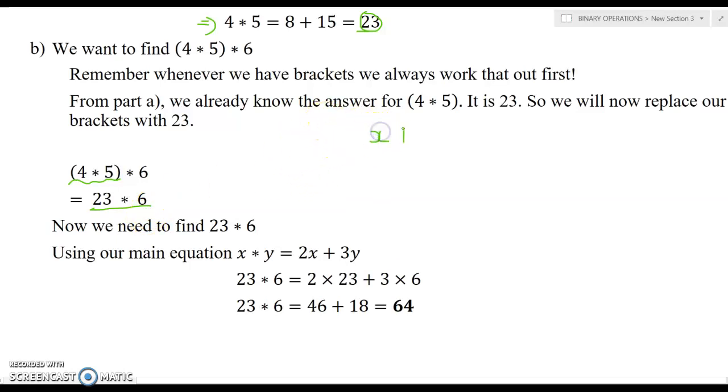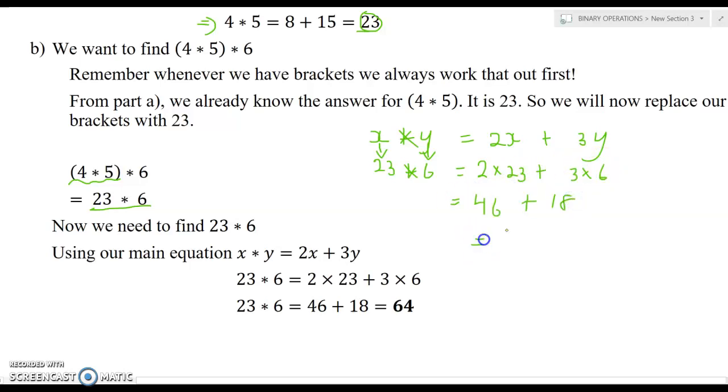Remember what our original equation is, the binary operation: x star y is equal to 2x plus 3y. Now we want to find 23 star 6. So wherever we see x, we're replacing it with 23. Wherever we see y, we would replace it with 6. So this becomes 2 times 23 plus 3 times 6, and that's how we get 46 plus 18, which is 64, and that's my final answer there. So you see you had to work out the brackets first, and all these questions are usually linked. So whatever the brackets is, we found it already in part A. So let's look at the last piece.